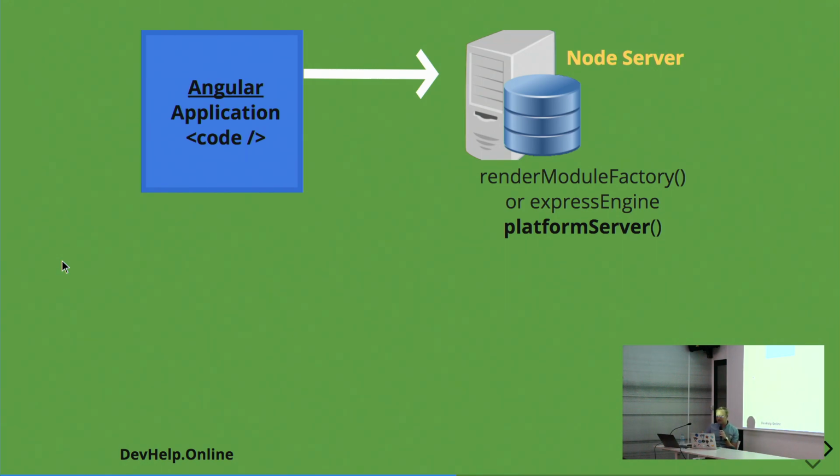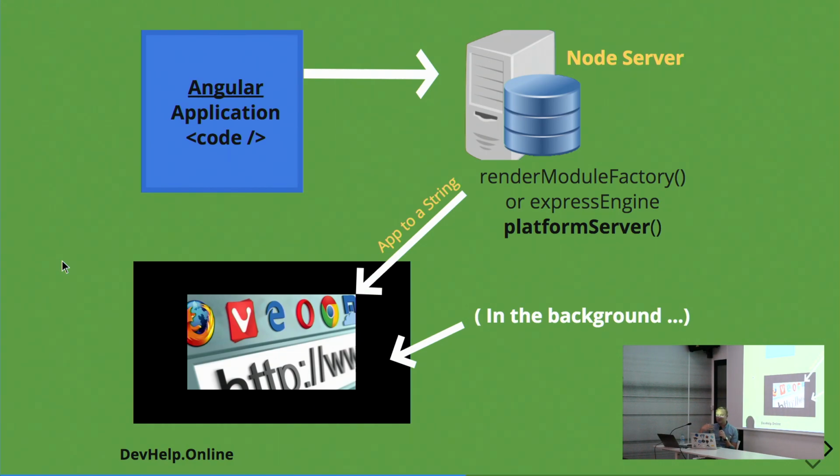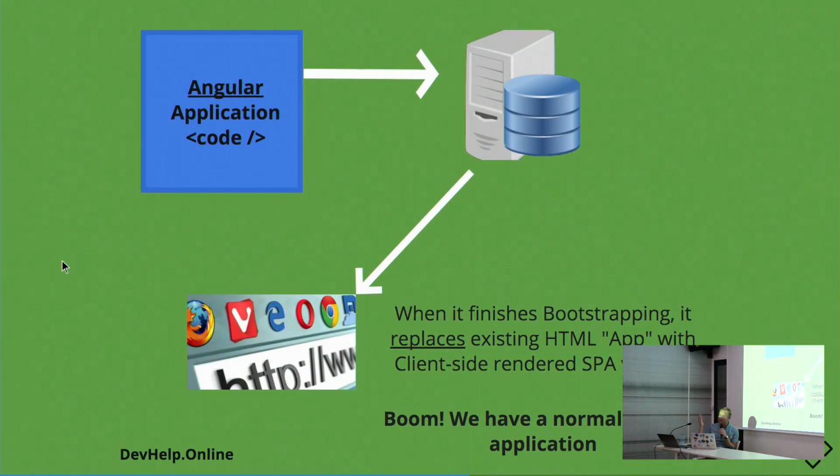So inside of Node, there's this thing called renderModuleFactory, and the demo I'm going to show at the end is all done in Express, if anyone's familiar with Node. Just like there's platform browser, there's platform server, right? With that, we'll get into it later, but everything's going to render. Sorry if I'm rambling. Same thing, we're going to get the app into a string, and it goes right to the browser. In the background, we're going to load those massive bundles, and Angular does its thing, does platform browser, and when it's done, it replaces all the code, and then we have that normal application that you're used to. Boom.